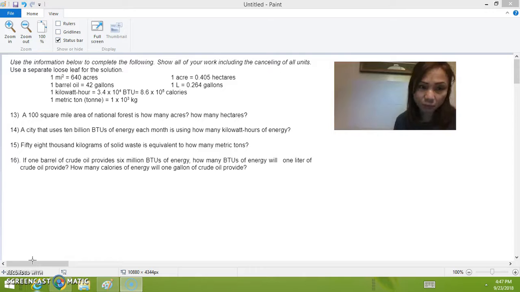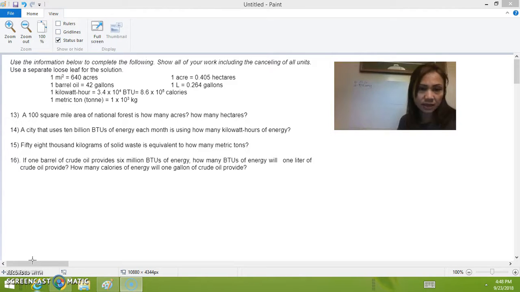If 1 barrel of crude oil provides 6 million BTUs of energy, how many BTUs of energy will 1 liter of crude oil provide? I can clearly see in the second part of the sentence, they're asking me for how many BTUs of energy. So I'm going to write here on my unknown, labeled as U, BTU of energy. And the given for me there is 1 liter of crude oil. So I will write here 1 liter and just the initial CO for crude oil.